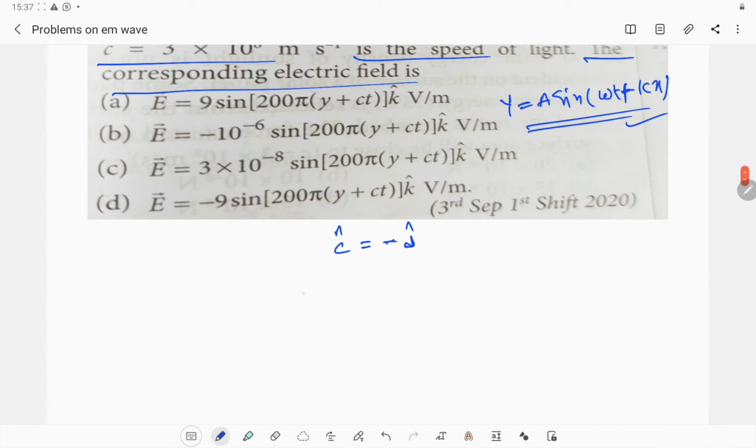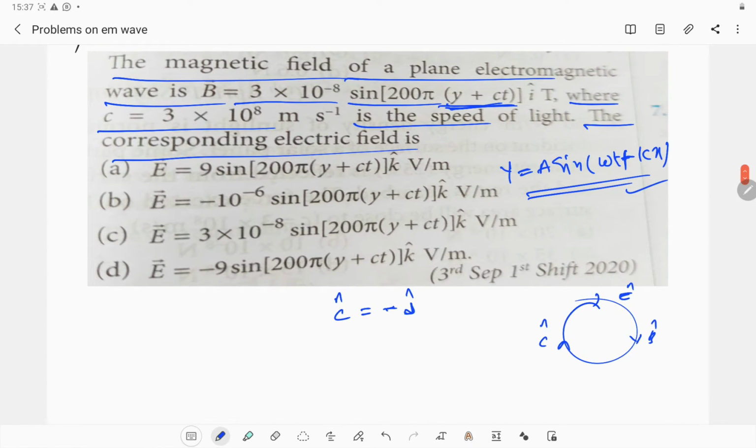So here this is E cap, B cap, and here is C cap. Here I have to find out, the magnetic field vector is given. From that we have to find out the electric field vector. See here, E cap is equal to B cap cross C cap.